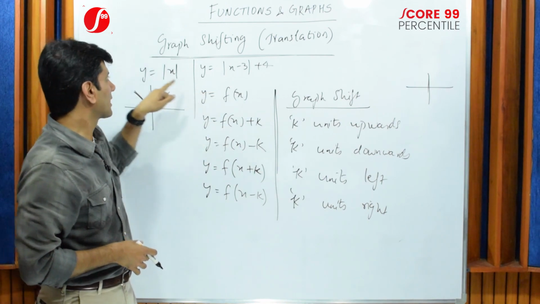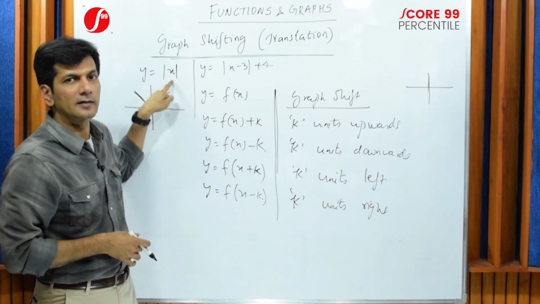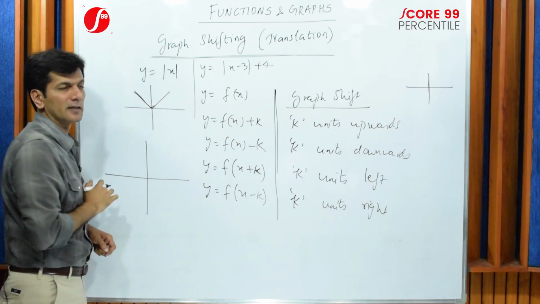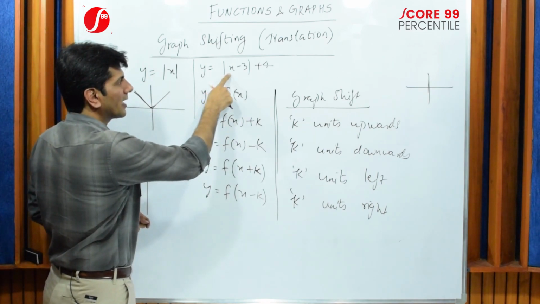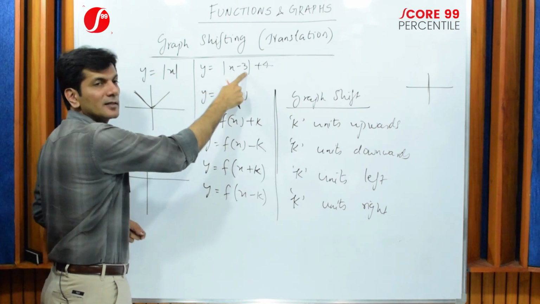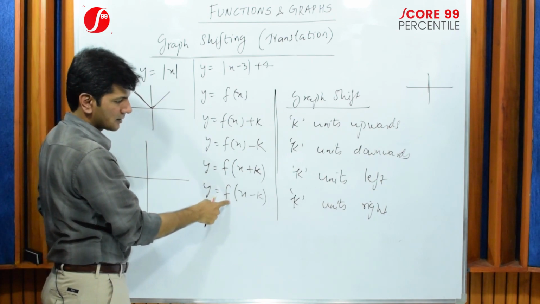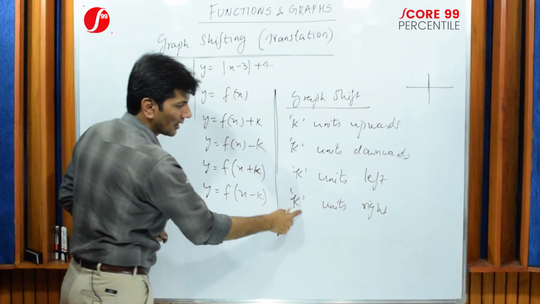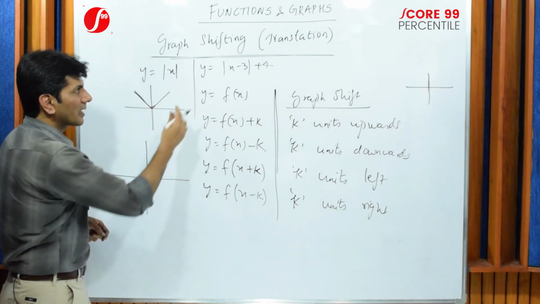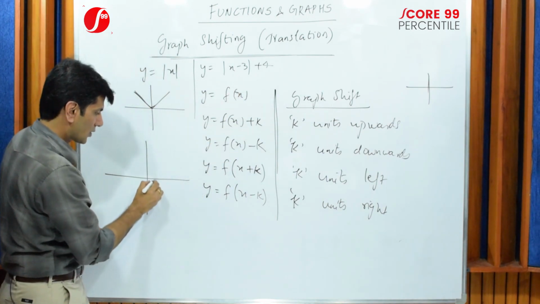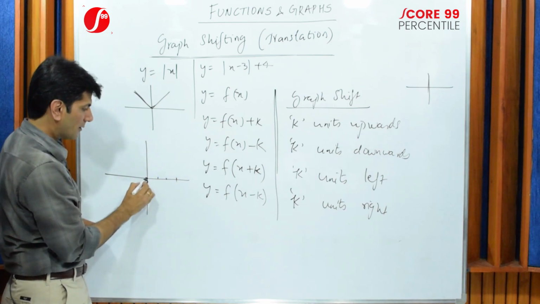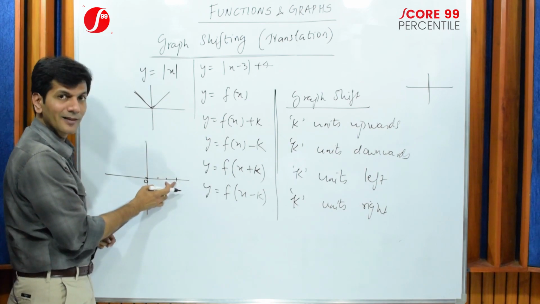So what is first happening? Your original function is y equal to mod x. So we'll draw it here. This is your original function y equal to mod x. So there is an internal change that's happening to the mod value of x itself, where it is x minus 3. That's very similar to x minus k. What happens here? It is shifting k units to the right. Now what is k here? The value is 3. So here you have origin, 1, 2, 3. Which means your graph is no more at the origin. It has to be somewhere at this point.